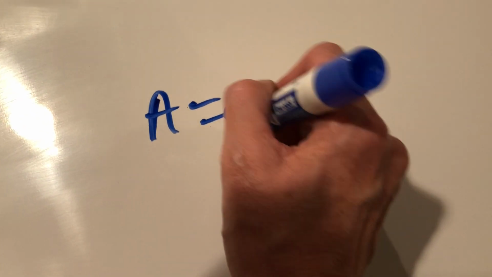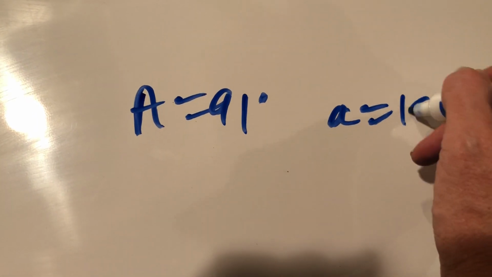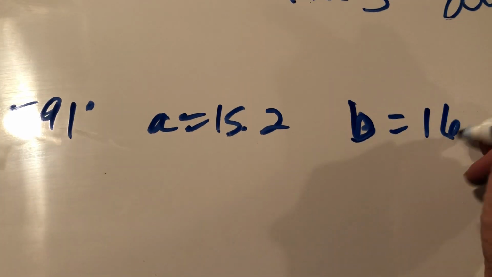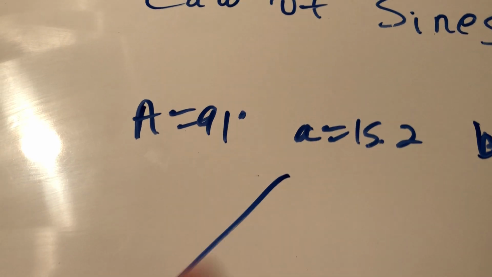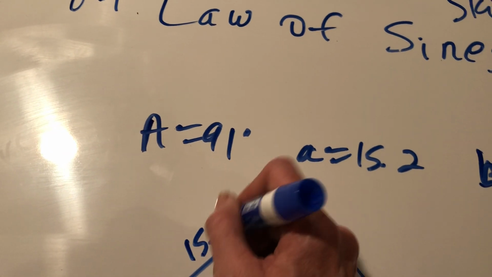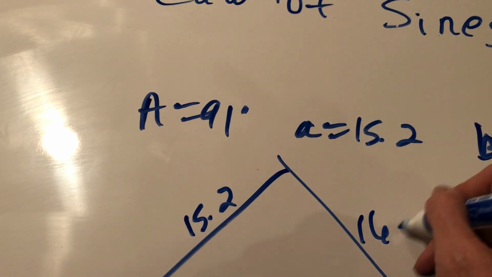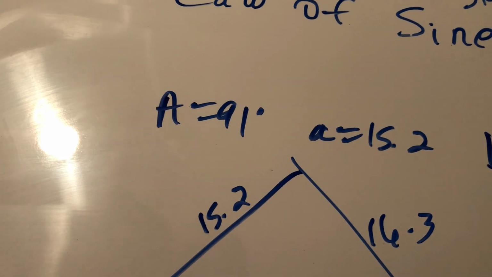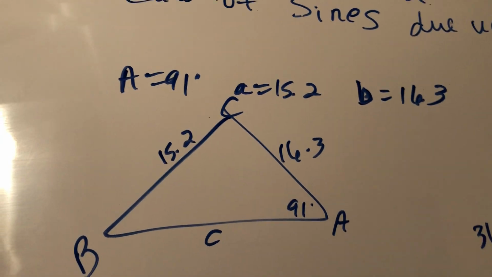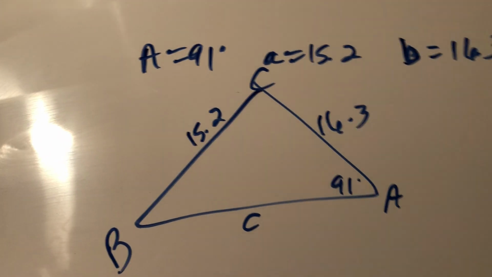Okay, let's see. Here I've got angle A is 91, little a is 15.2, and little b is 16.3. So A is 91, little a is 15.2, B is 16.3, so I'm going to put B over here, just showing that you don't always have to put them in the same place, which I think I had for a lot of the triangles.